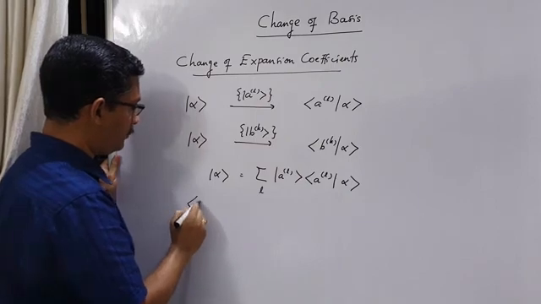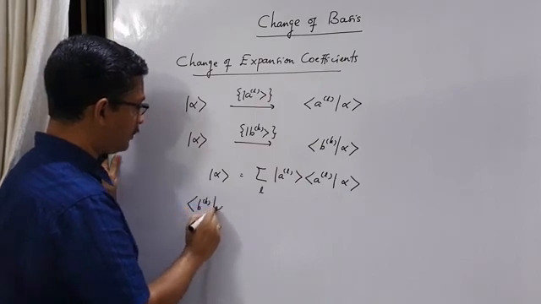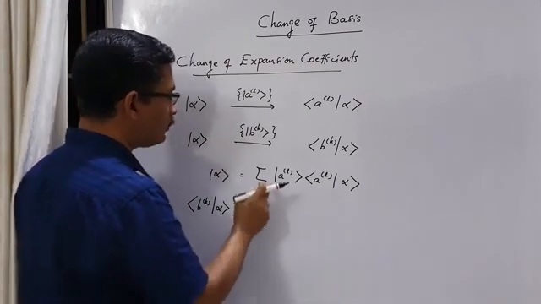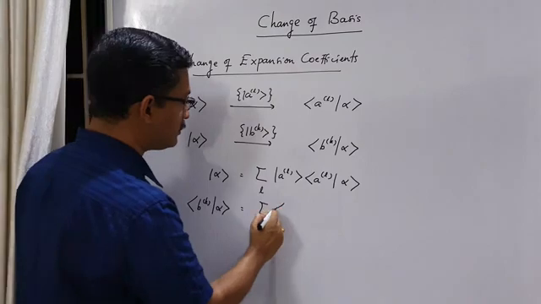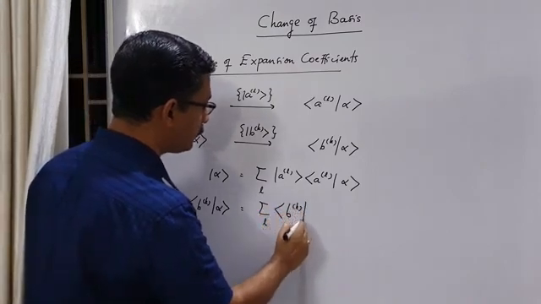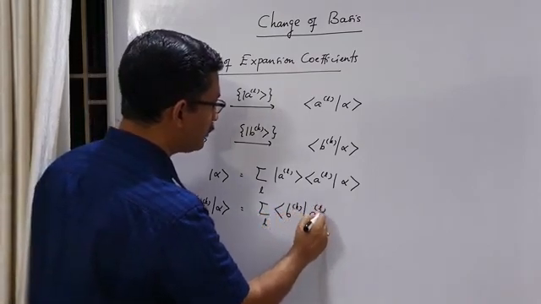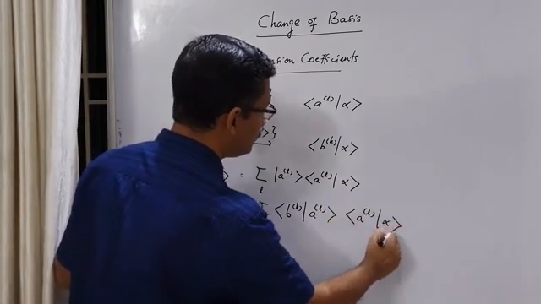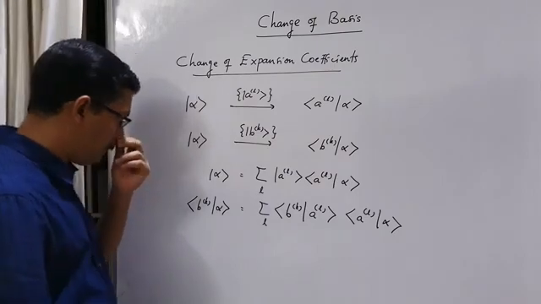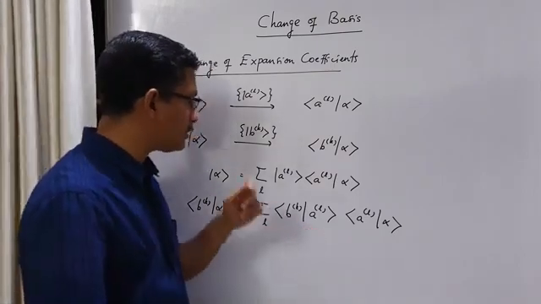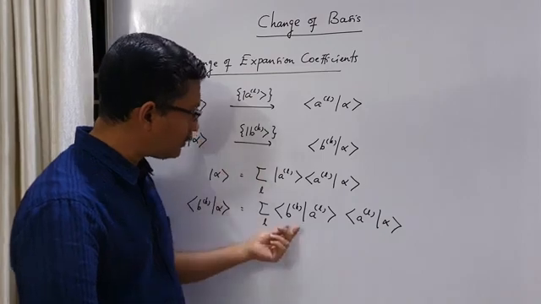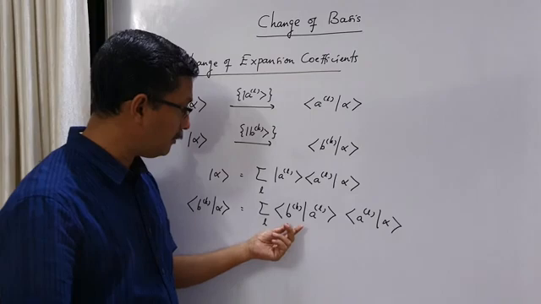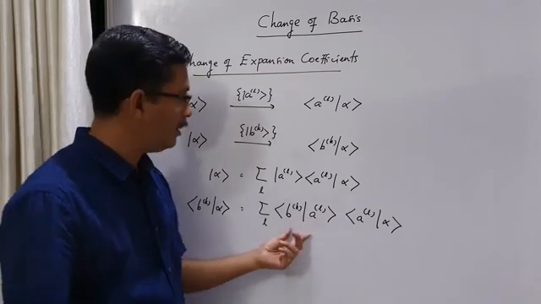Now let us take the inner product of this ket alpha with this ket B_K. So we get bra vector B_K ket alpha, that's equal to sum over L. The bra vector B_K will come here, so we get bra vector B_K ket A_L, then this term, A_L alpha. Now let us look at this expression. This is the inner product between the new basis and the old basis.